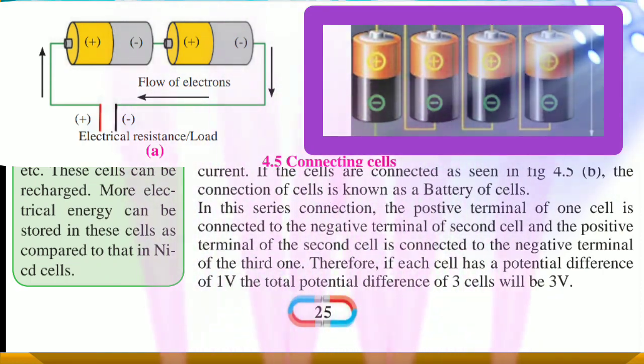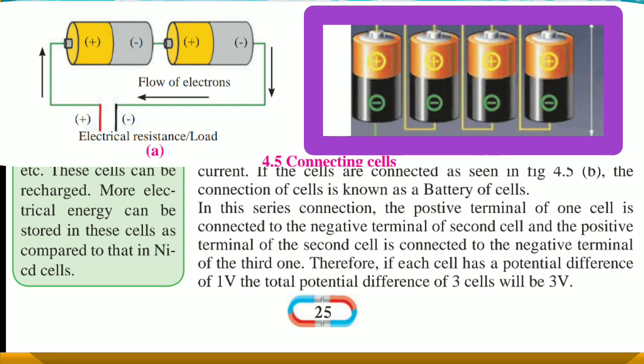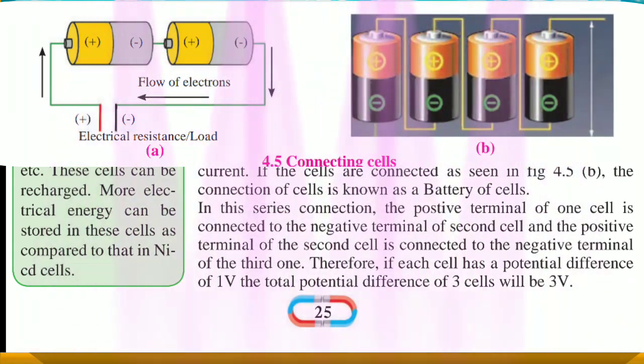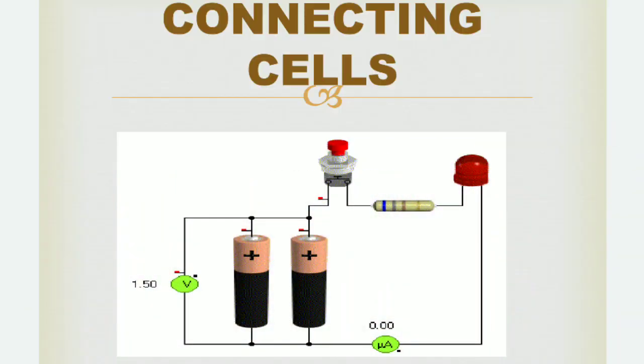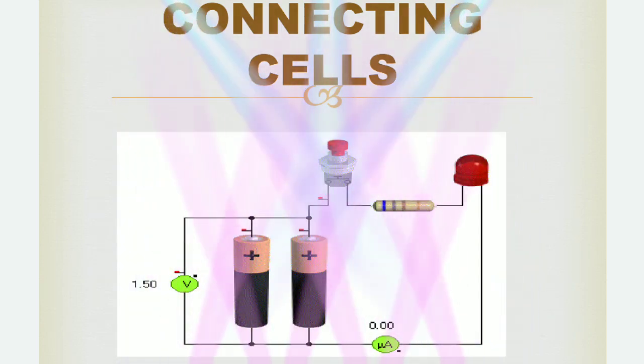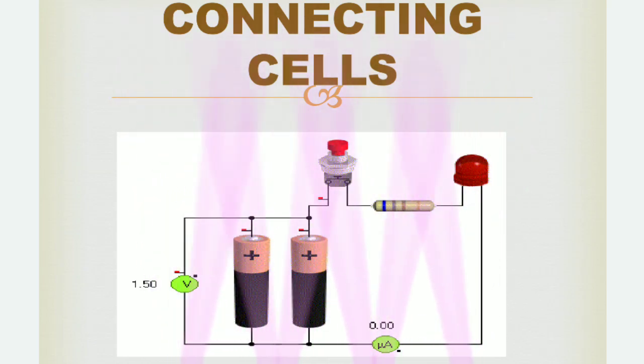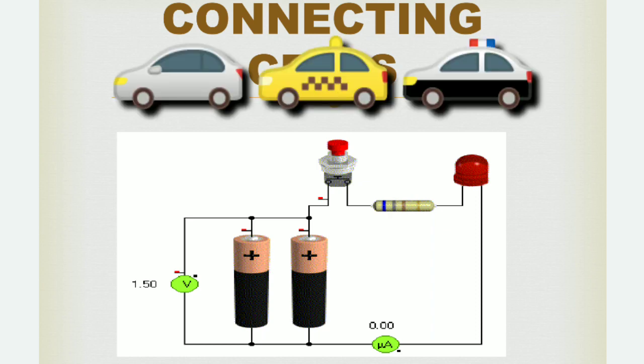connection, the positive terminal of one cell is connected to the negative terminal of second cell, and the positive terminal of the second cell is connected to the negative terminal of the third one. Therefore, if each cell has a potential difference of 4, the total potential difference of 3 cells will be 3 volt. Use your brain power, student. You must have seen the car battery available in the market. It is called a battery and not a cell. Why?